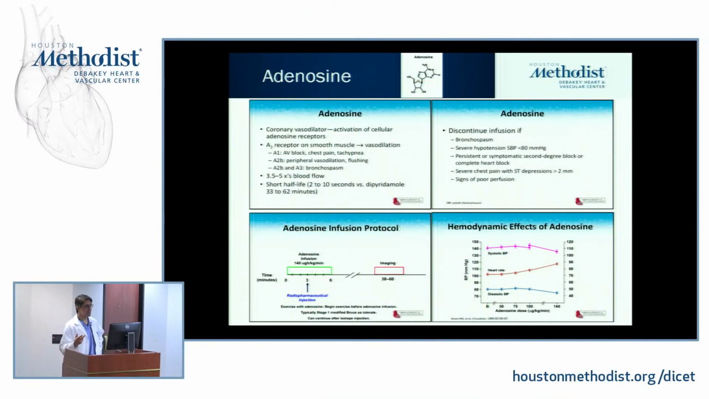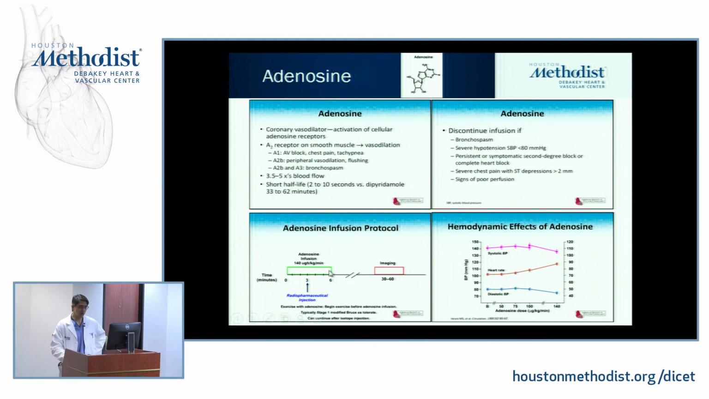So if a patient did become symptomatic, we turn it off, count to 10, and they were feeling a lot better. You want to discontinue it if patients are having side effects. What were those side effects? We talked about it: bronchospasm through the A2B receptor, if they have profound hypotension, or if they have high degree AV blocks.